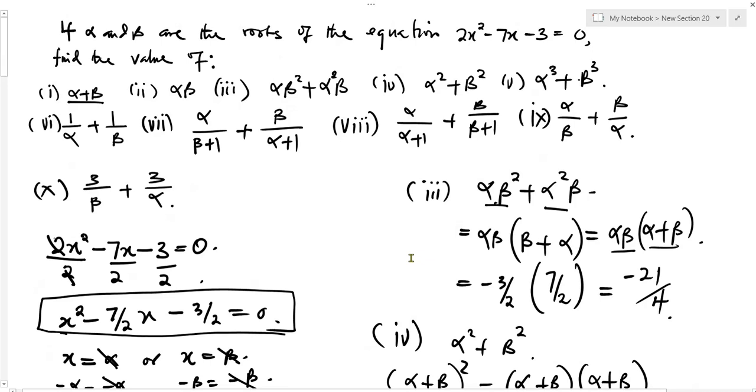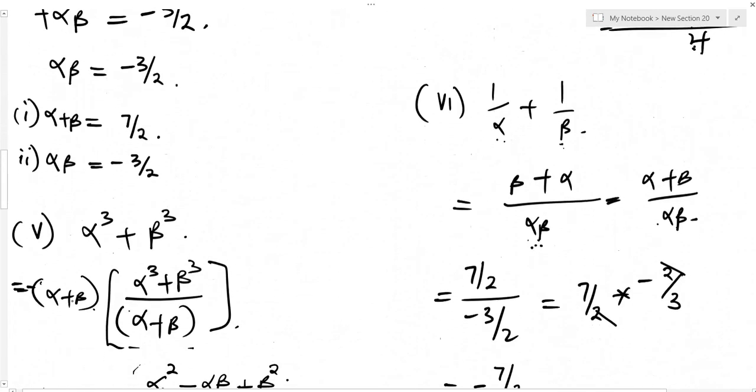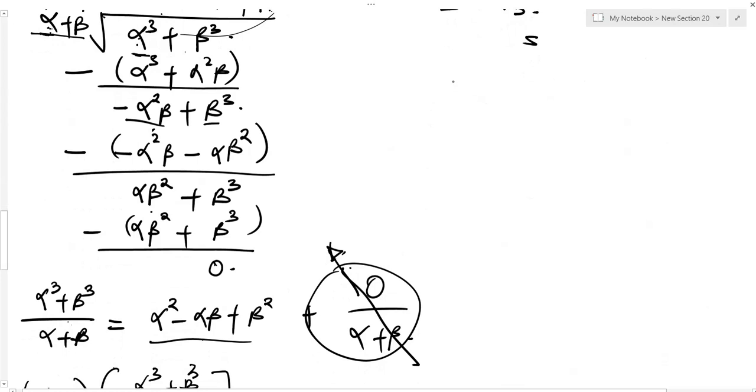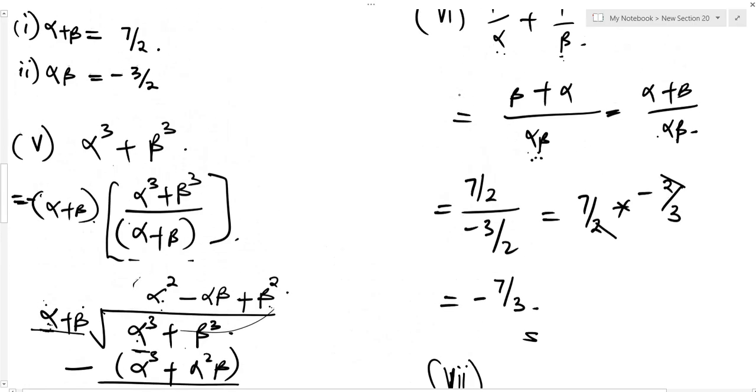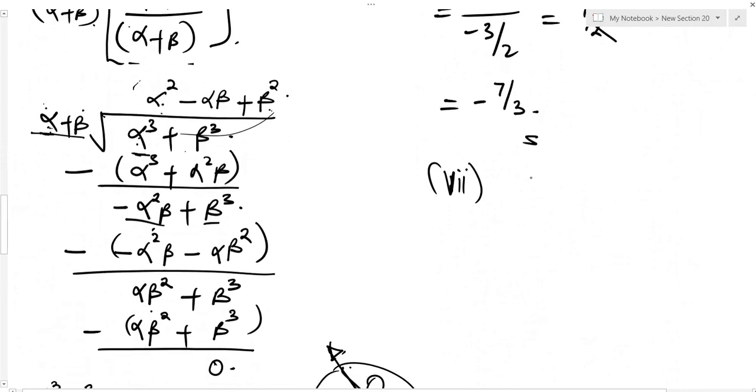Then the next question is, that is number 6, question 7: alpha divided by beta plus 1, then plus beta divided by alpha plus 1. So that is equation VII. This is question 7. Yes, question 7. So alpha divided by beta plus 1, then plus beta divided by alpha plus 1.